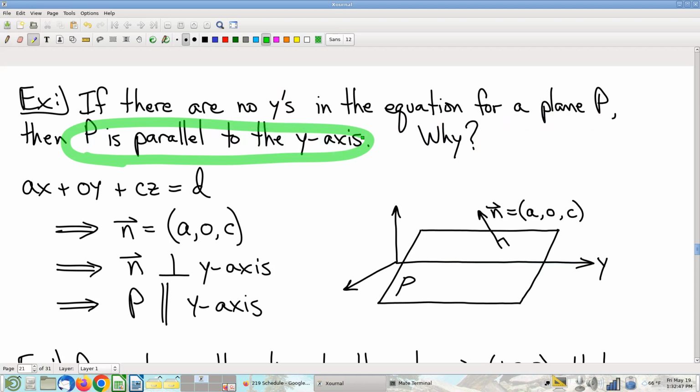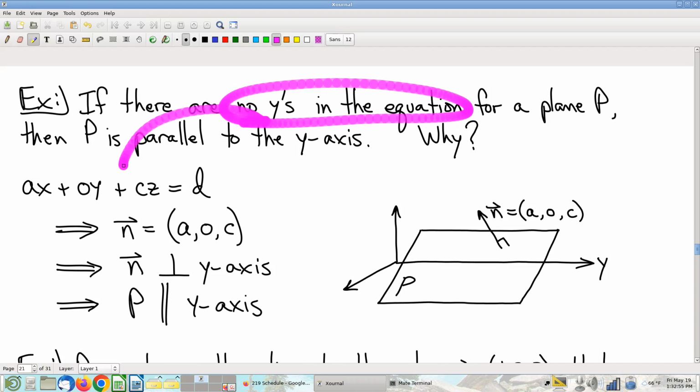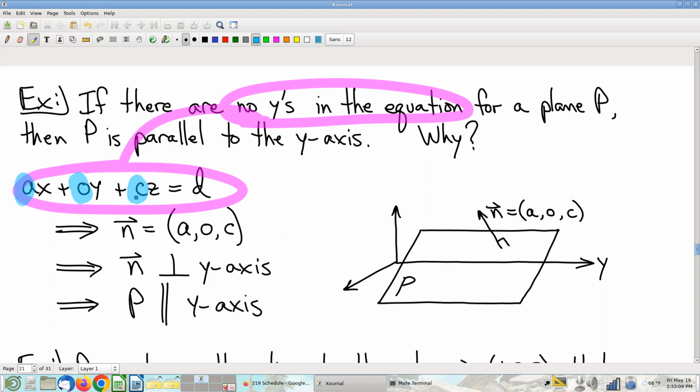Okay. So let's see why this is true. This is a very easy argument. If there are no y's in the equation, this is what that looks like. Keep in mind when you have an equation, you can read what the normal vector is right off of the equation. The coefficients in the equation are the coordinates of a normal vector, which I can see right here. And now I can look at this 0 right there. That 0 tells me that this dot product with E2, where E2 is 0, 1, 0, is 0. So this normal vector is perpendicular to the y-axis.